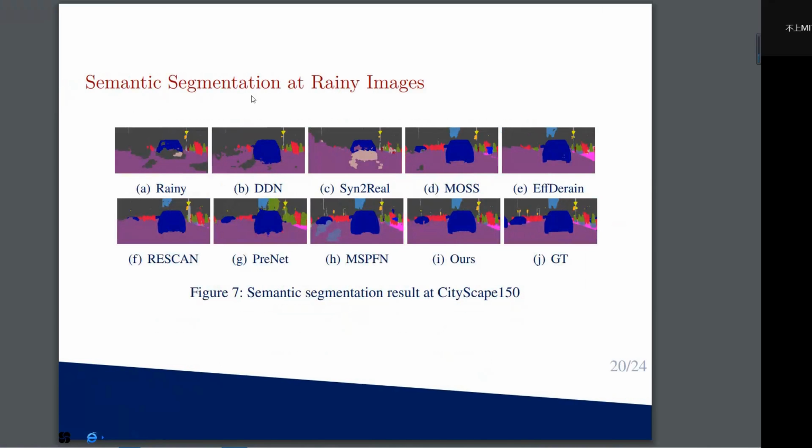Finally, we show the semantic segmentation performance on the rainy image. We can see the semantic segmentation results on Cityscapes from this figure. Our model apparently has the best segmentation performances and is almost on par with the ground truth.